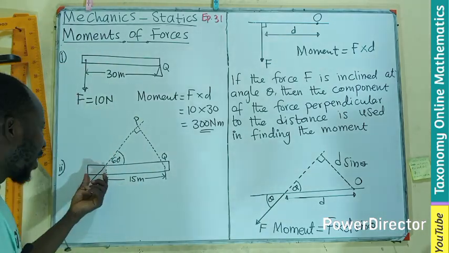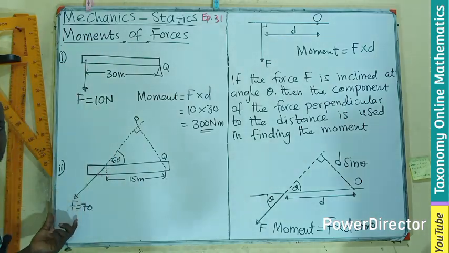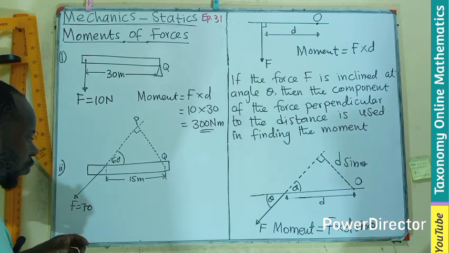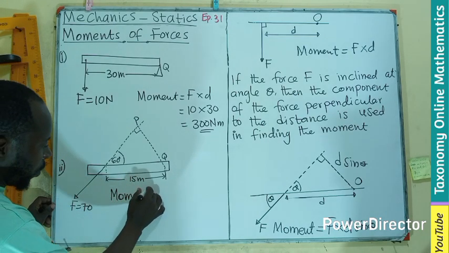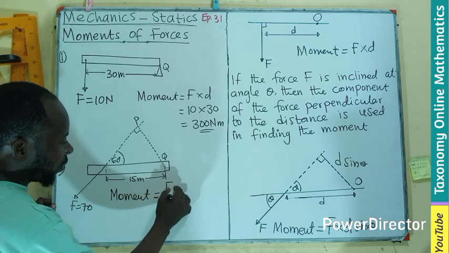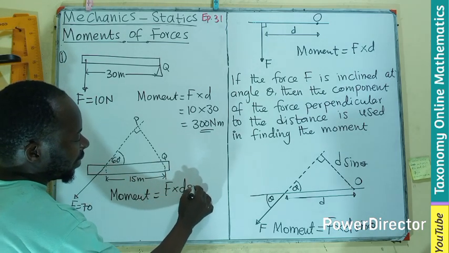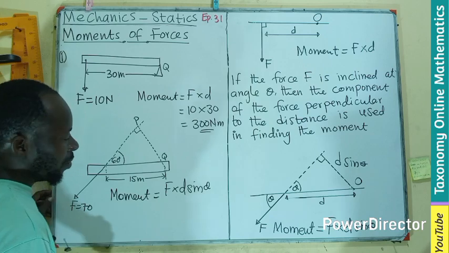Now, if the force applied is inclined, as in this nature, what do we do? We are aware that your moment is going to be the force times d times the sine of the angle available.